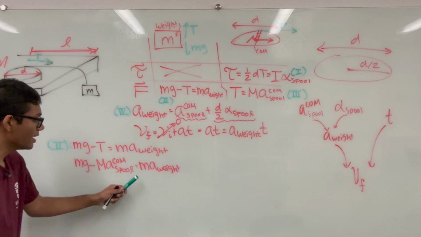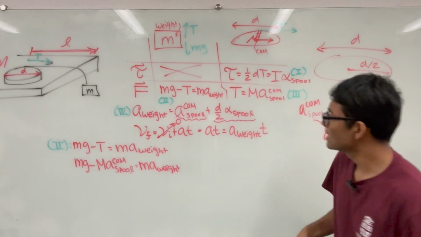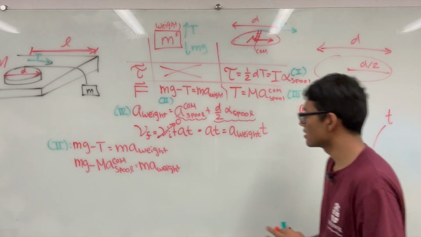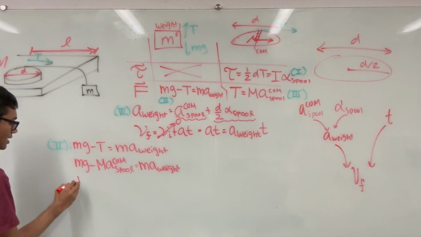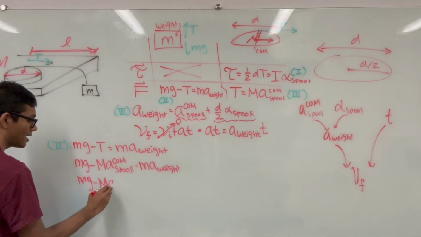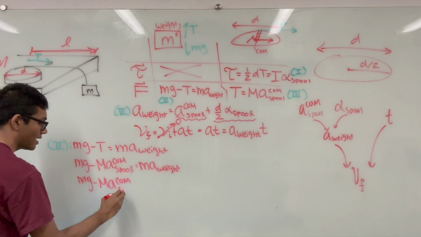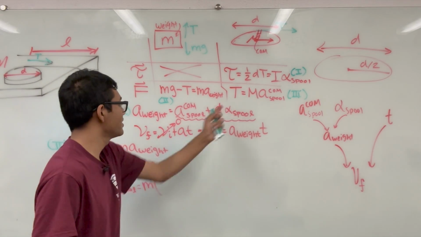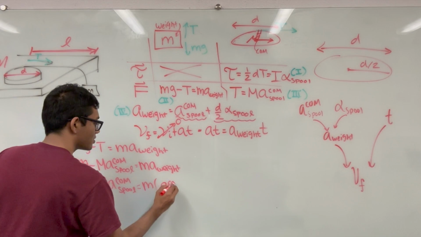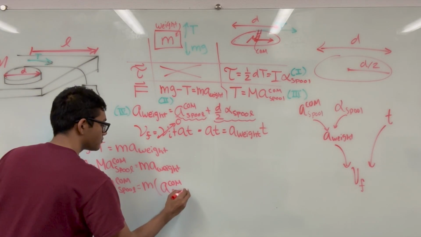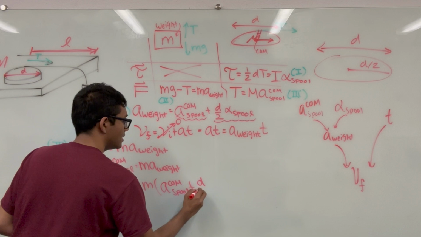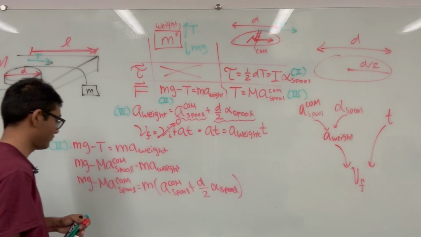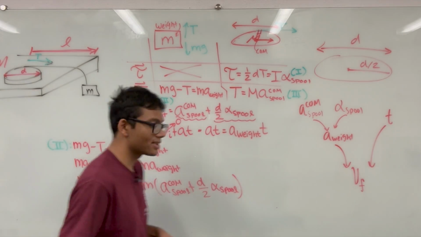Okay, wonderful. But I know what the acceleration of the weight is. It's just the acceleration of the center of mass of the spool plus d over 2 times the angular acceleration of the spool. So now I can just substitute that in. So mg minus capital M times the acceleration of the center of mass of the spool is equal to m times this quantity right here: acceleration of the center of mass of the spool plus d over 2 times the angular acceleration of the spool itself. Okay, so that is great.